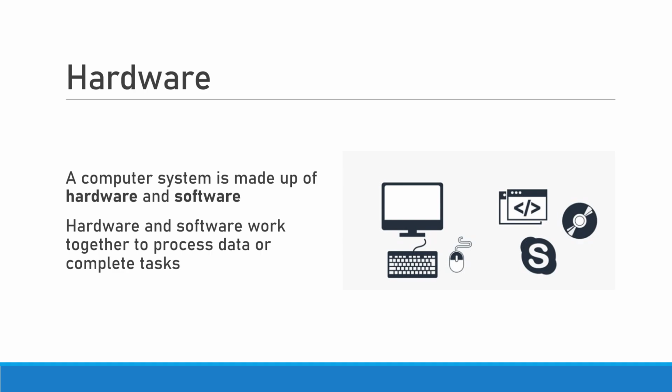Hardware is the physical parts of a computer. When we look at a computer, we can see a keyboard, a mouse, a monitor, and a case. And we think that that's what a computer is, but without software, the programs that run on our computer, the computer doesn't really work.